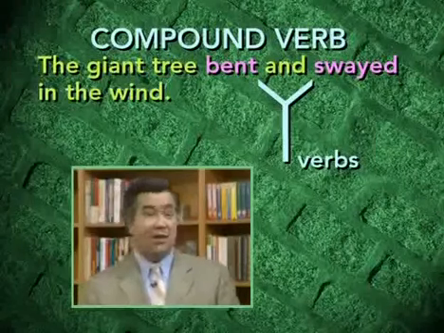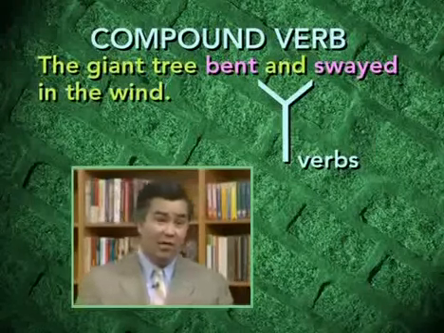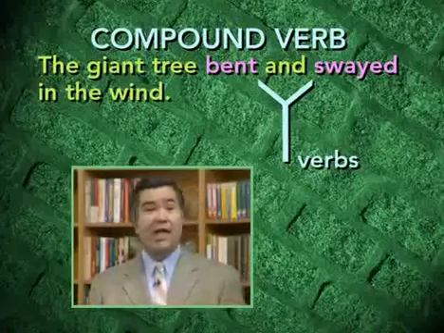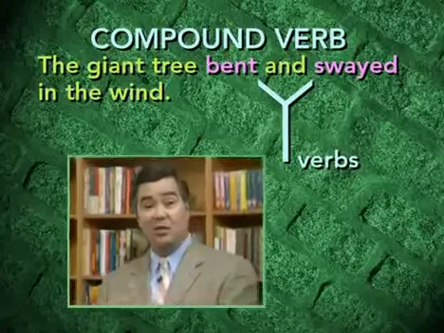So the heart of this sentence is "tree bent and swayed." And the other words in the sentence are there to give us more information about what kind of tree it was and how and when the tree bent and swayed. So as we see, in some sentences, you may have a compound subject, that is, two or more subjects joined by the word "and" or "or." And in some sentences, you may have a compound verb, that is, two or more verbs joined by the word "and" or "or." You may even have, in certain sentences, both a compound subject and a compound verb. But most often, one or the other will be compound and not both.